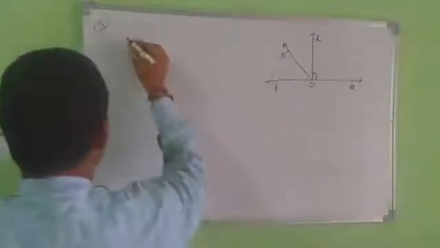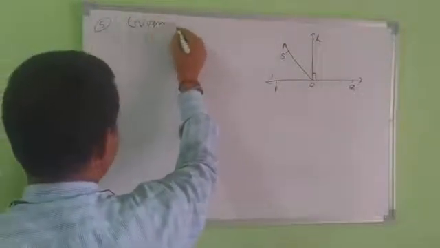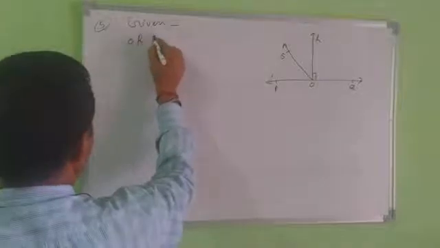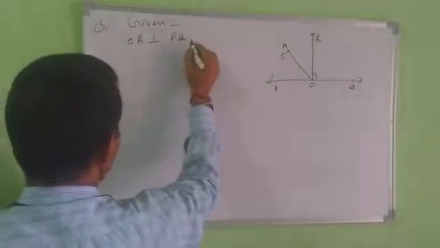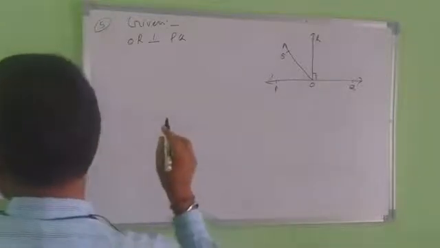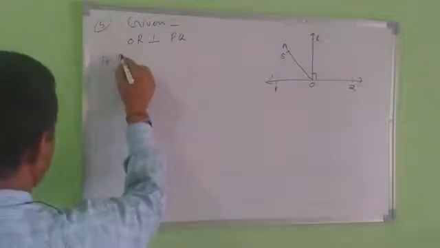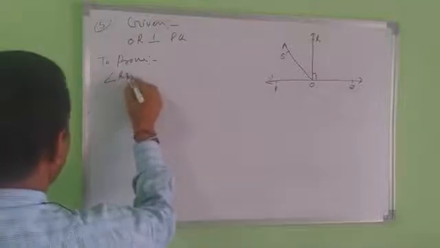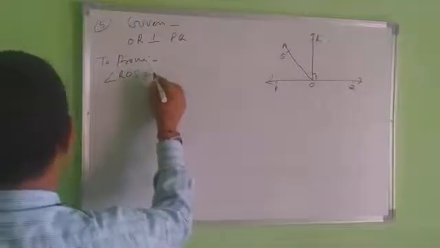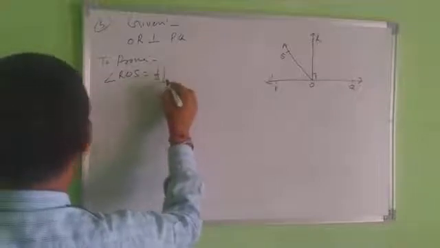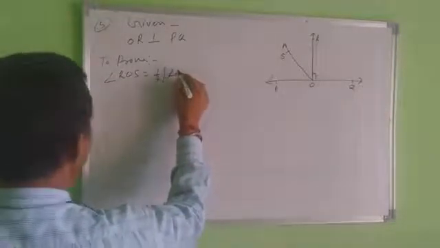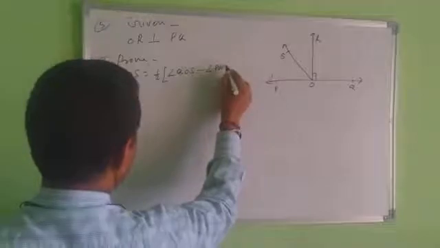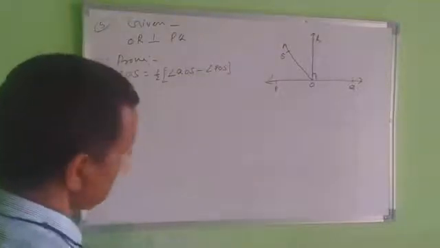What things are given here? Now look here. OR is perpendicular on PQ, and to prove that, angle ROS equals half of angle QOS minus angle POS. These things we will prove here.